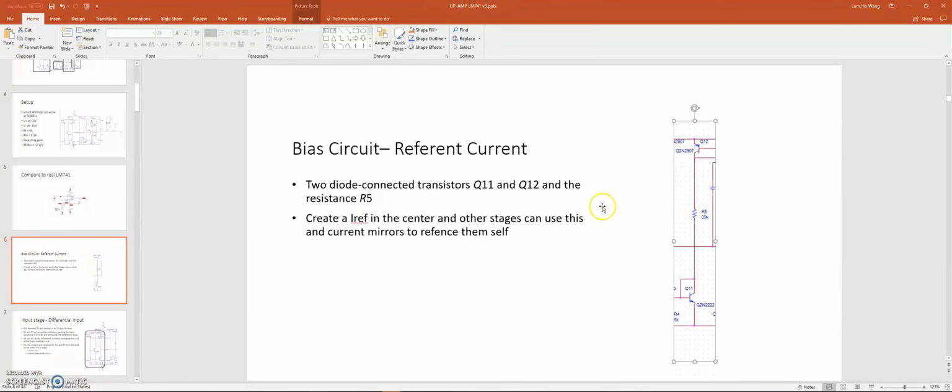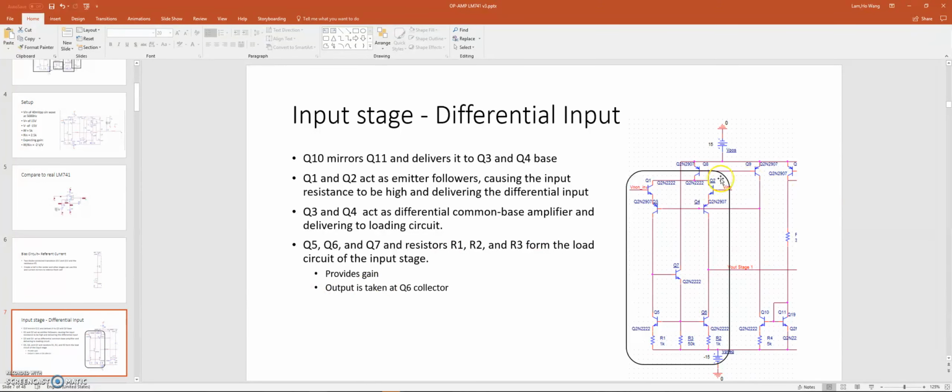Here in the center we have the reference current. The center of the circuit is the reference current circuit. This is built up with two transistors, Q12 and Q11, and a resistor R5. This is going to create a reference current in the center, and then all the other stages will use this as a reference.